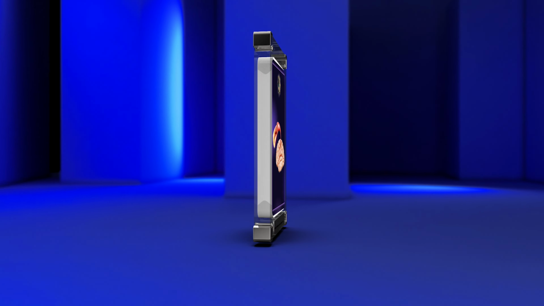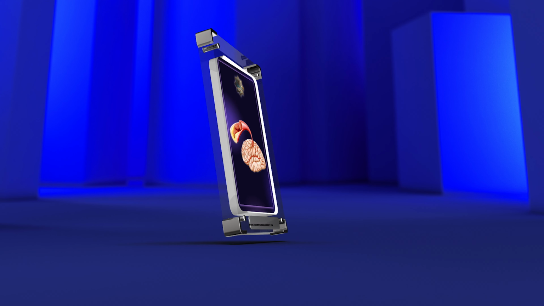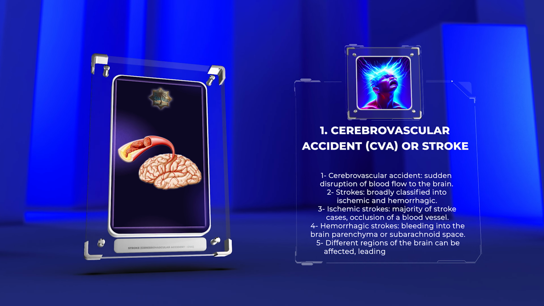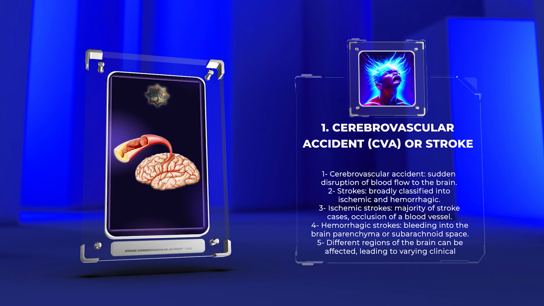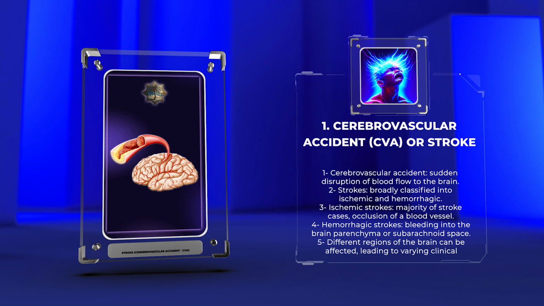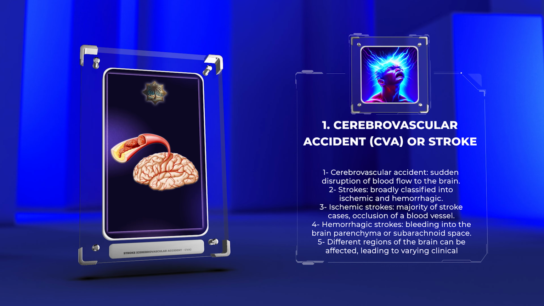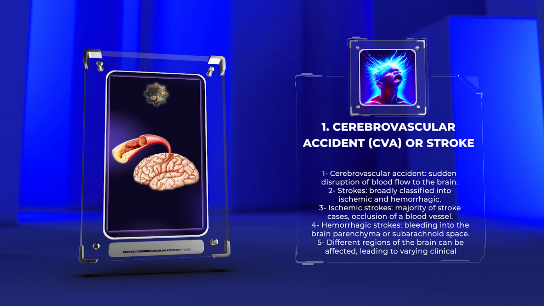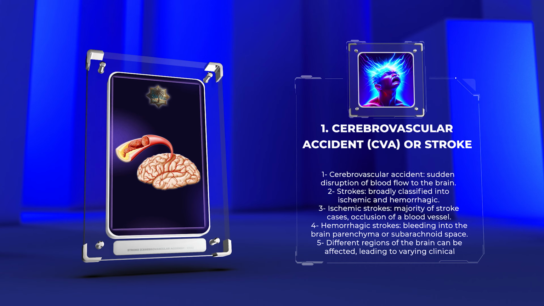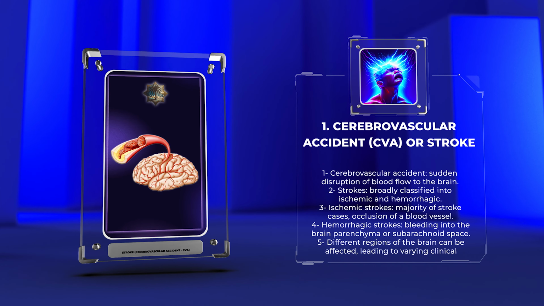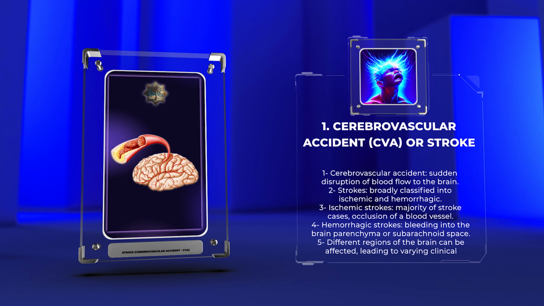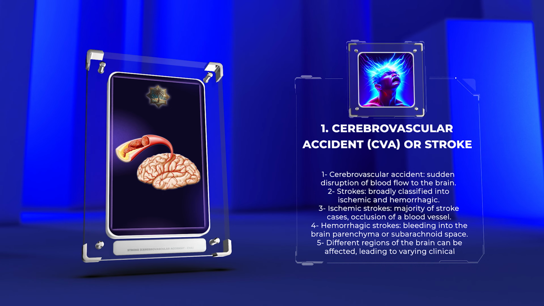of stroke management confidently. A cerebrovascular accident, or stroke, refers to the sudden disruption of blood flow to the brain, resulting in neuronal injury and subsequent neurological deficits. Strokes can be broadly classified into two categories: ischemic and hemorrhagic. Ischemic strokes, caused by the occlusion of a blood vessel, account for the majority of stroke cases, while hemorrhagic strokes involve bleeding into the brain parenchyma or the subarachnoid space. Strokes can occur in different regions of the brain, leading to varying clinical presentations.